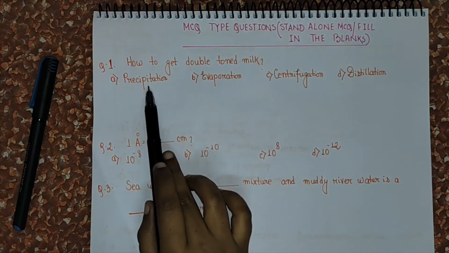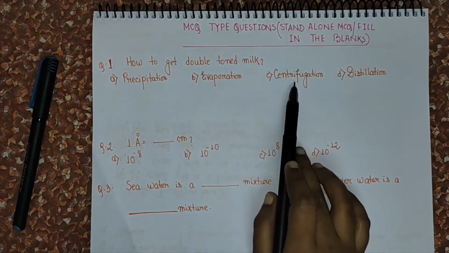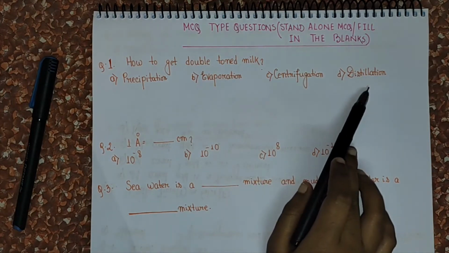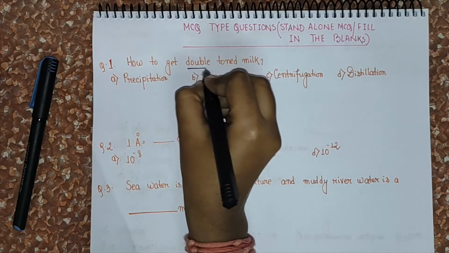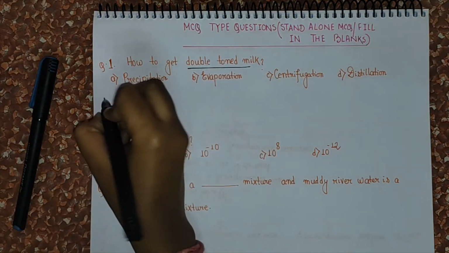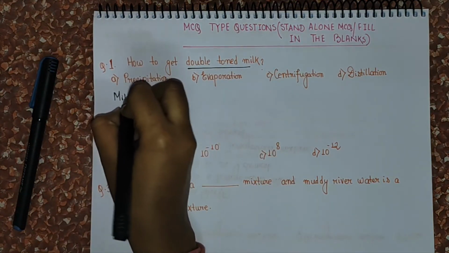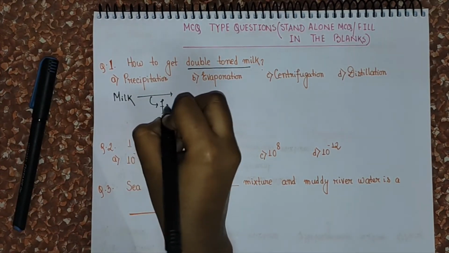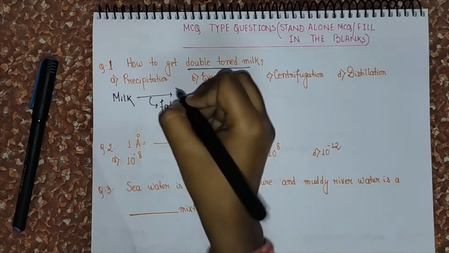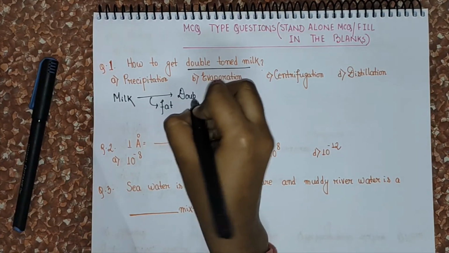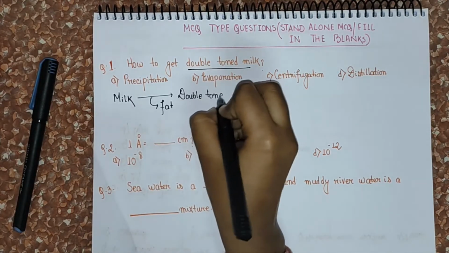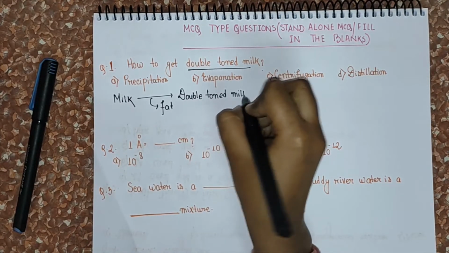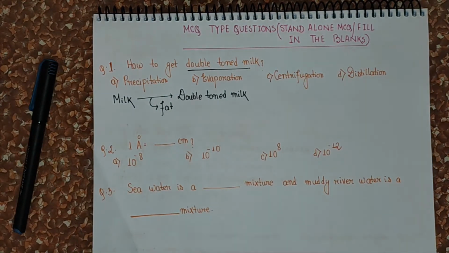Options are there: precipitation, evaporation, centrifugation and distillation. So first you have to know what a double toned milk is. When fat particles are taken out from normal milk, then it will be double toned milk. Now, which process will we follow to get double toned milk from normal milk? We will follow the centrifugation technique.